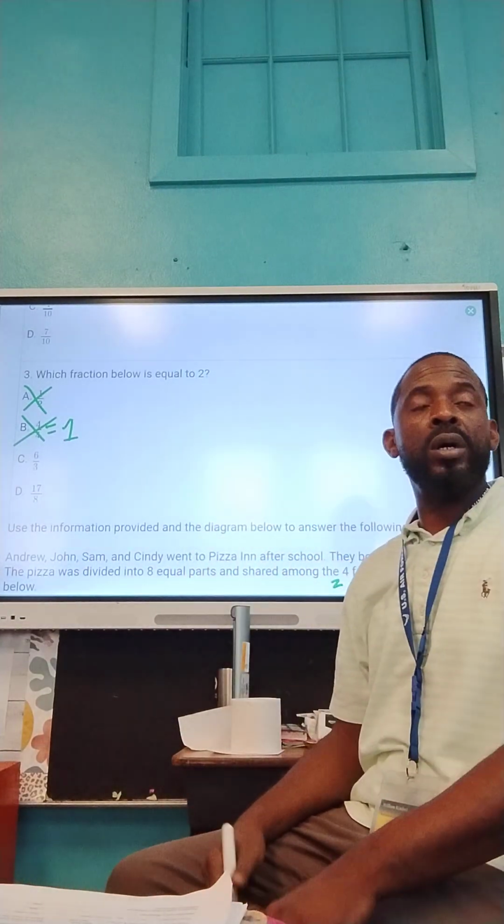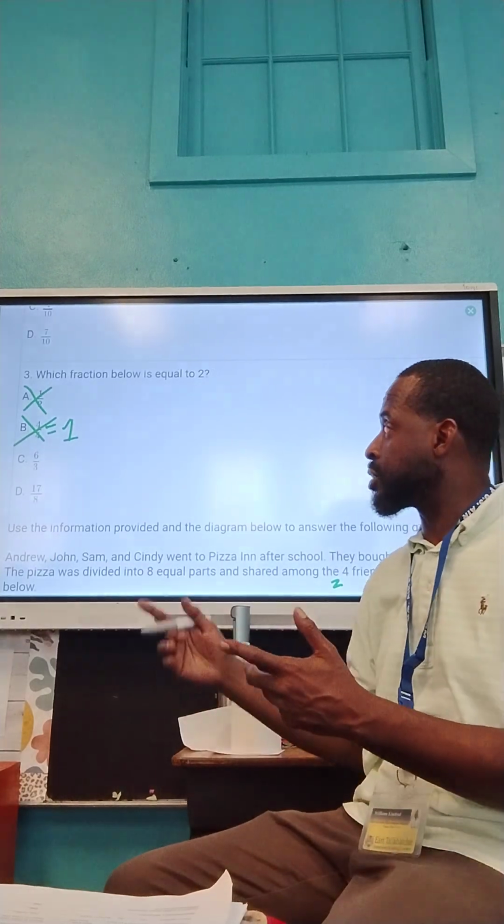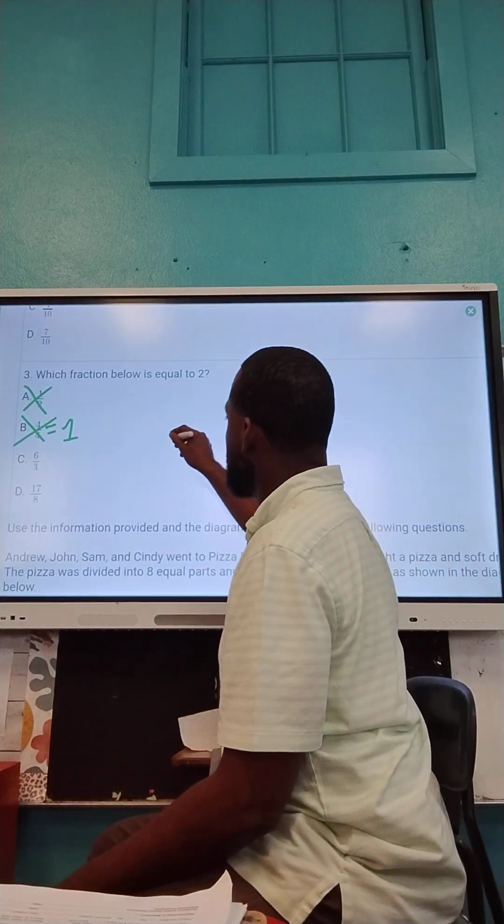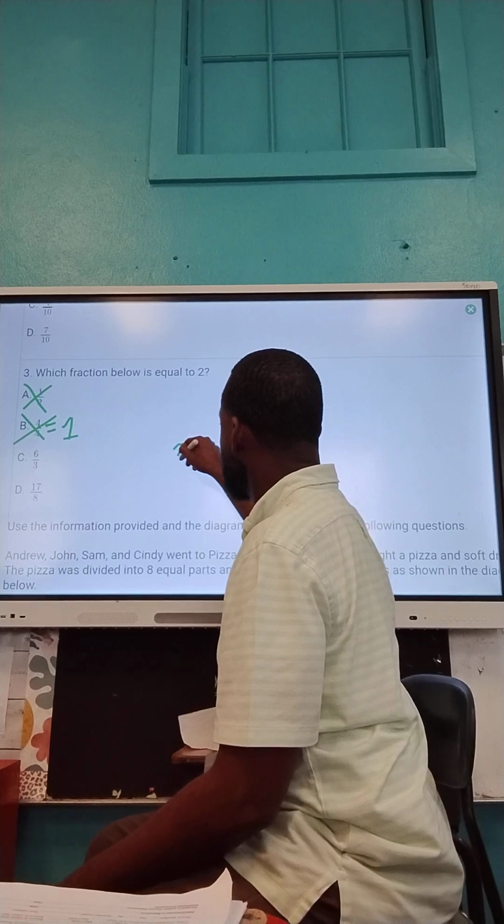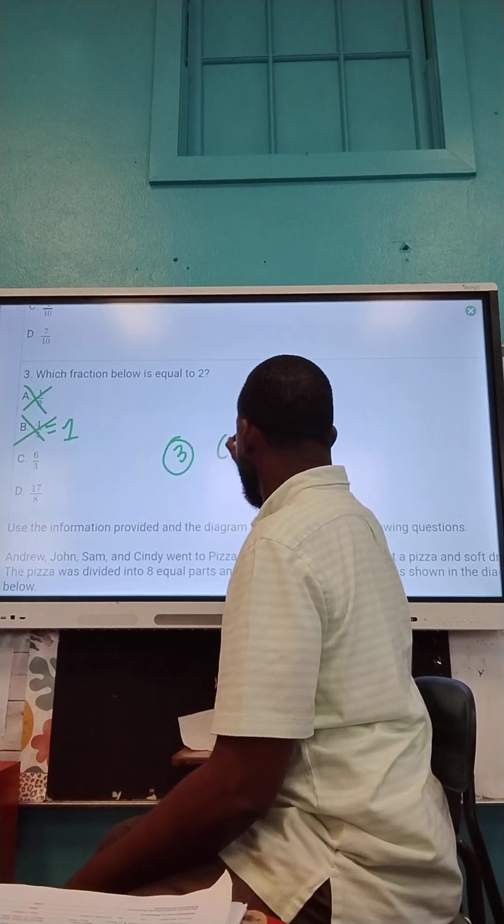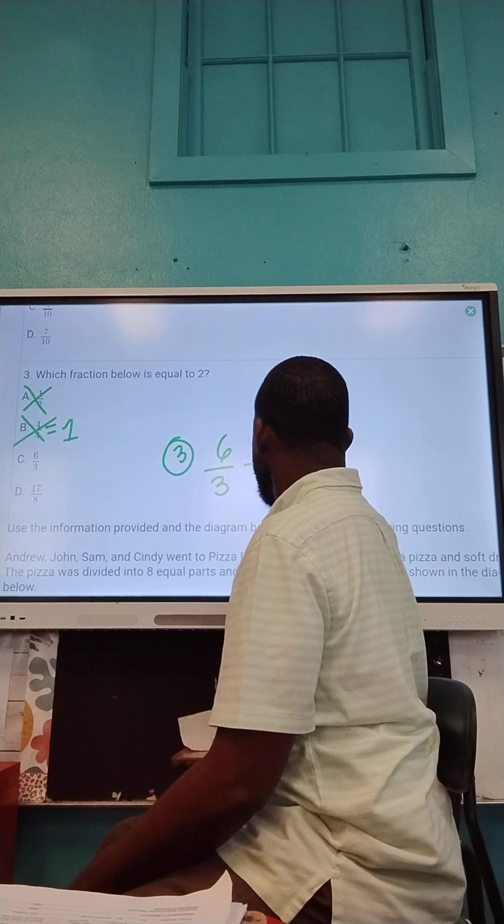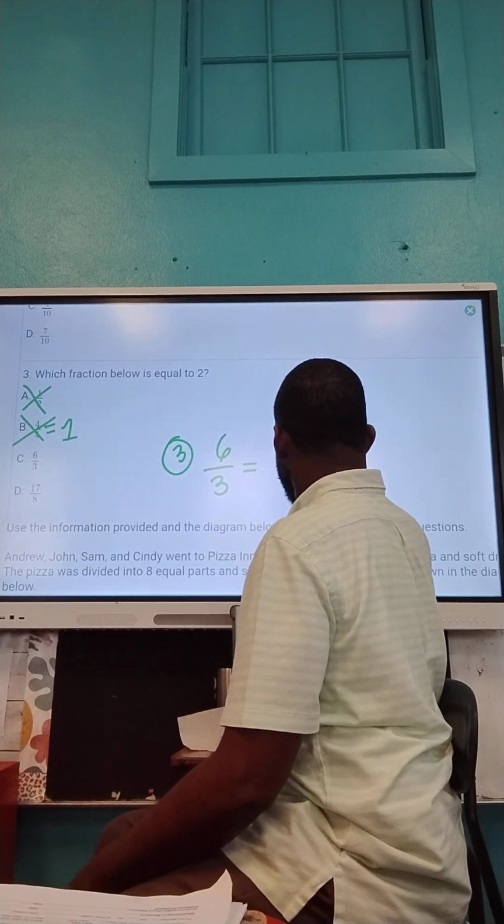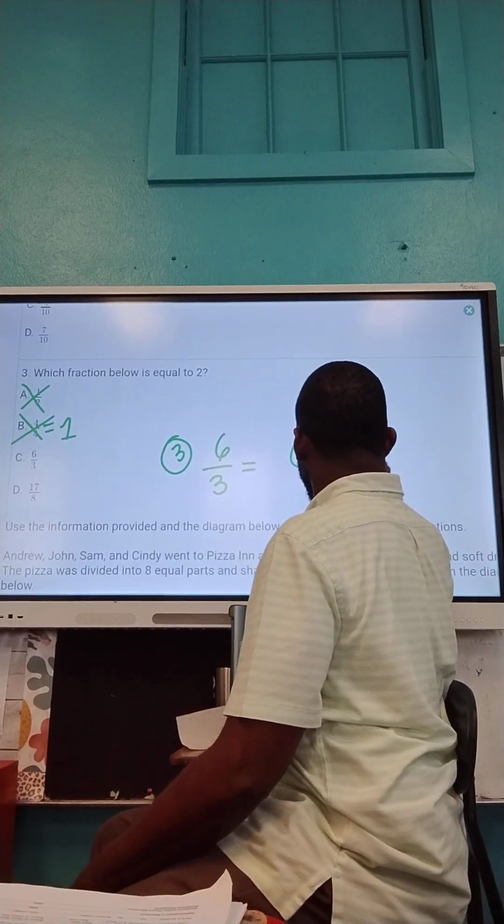All right, so now what are we actually counting by to get to 6? 3. We counting by 3. So now we have 6 over 3. And this equals 6 divided by 3.